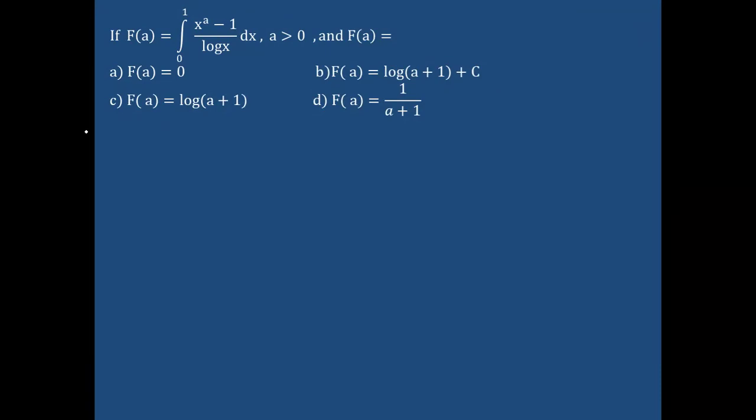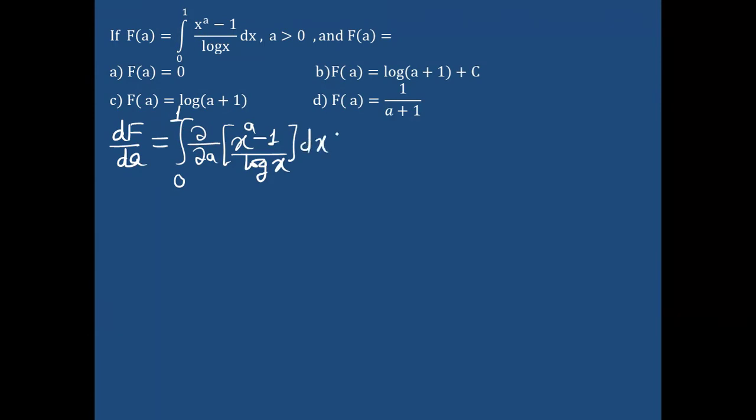So as f of a is given, we will differentiate this with respect to a, being a parameter. Now derivative of integral is required, and as limits are constant, we will apply Leibniz first rule. According to that, we write integral 0 to 1 of del by del a of the integrand, that is x raised to power a minus 1 upon log x. This is by Leibniz first rule.